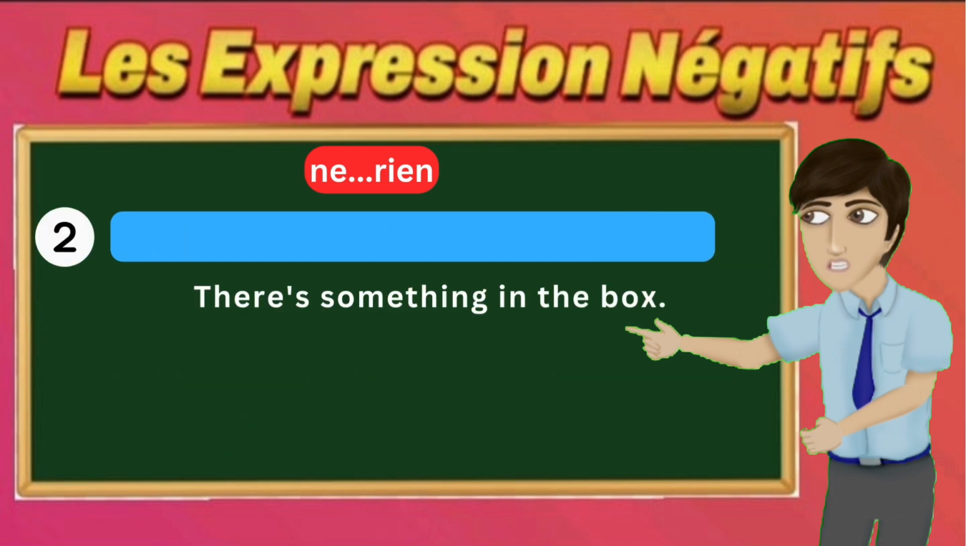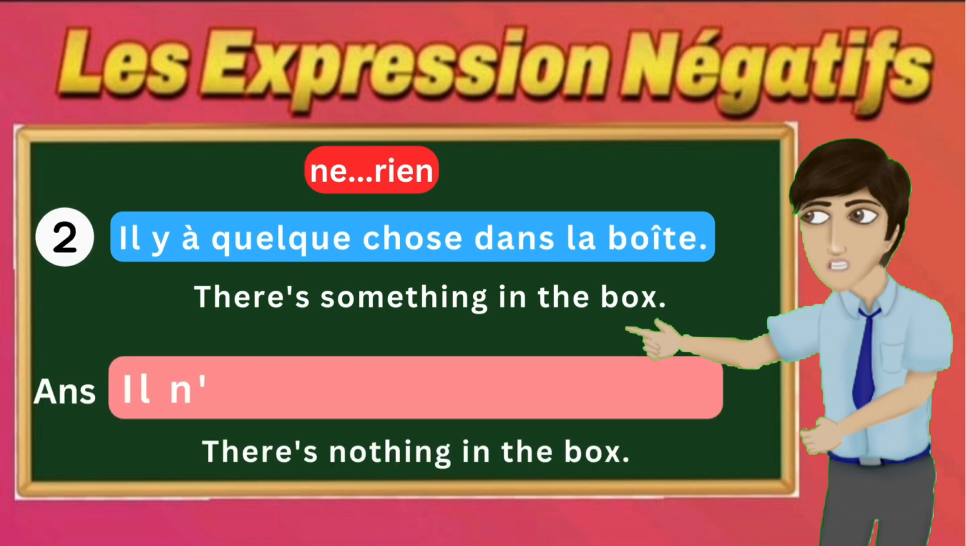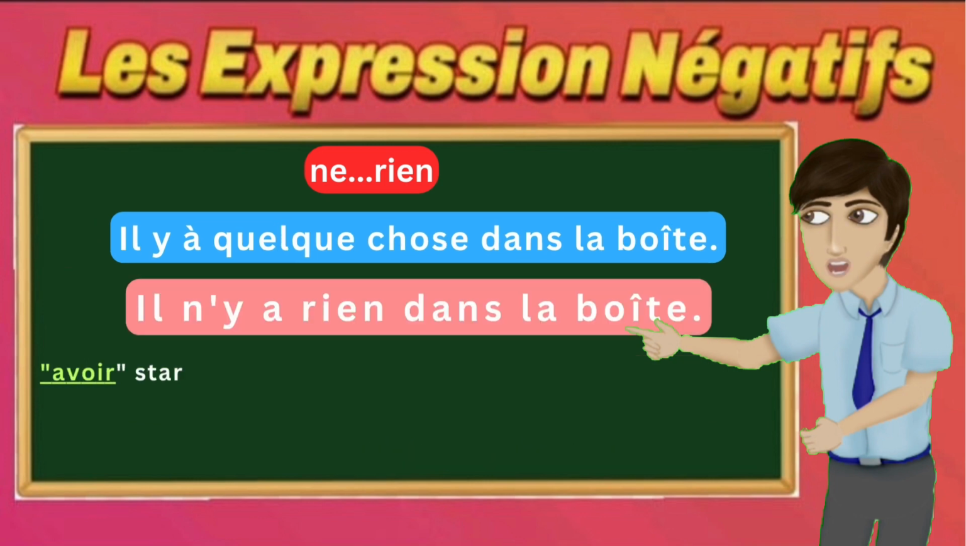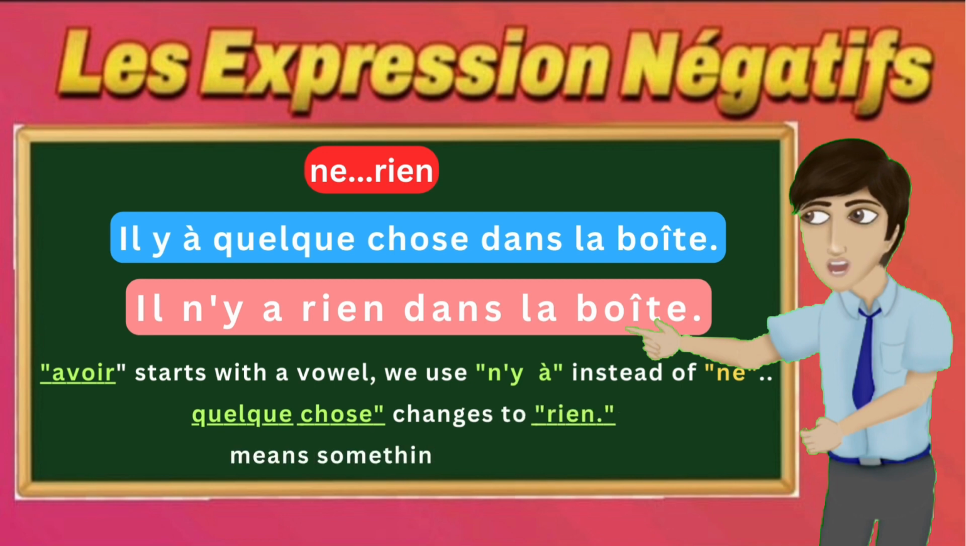Exercise 2. Ne rien. Il y a quelque chose dans la boîte. There is something in the box. Il n'y a rien dans la boîte. There is nothing in the box. The verb avoir starts with a vowel, so we use n' instead of ne. Quelque chose changes to rien, meaning something to nothing.